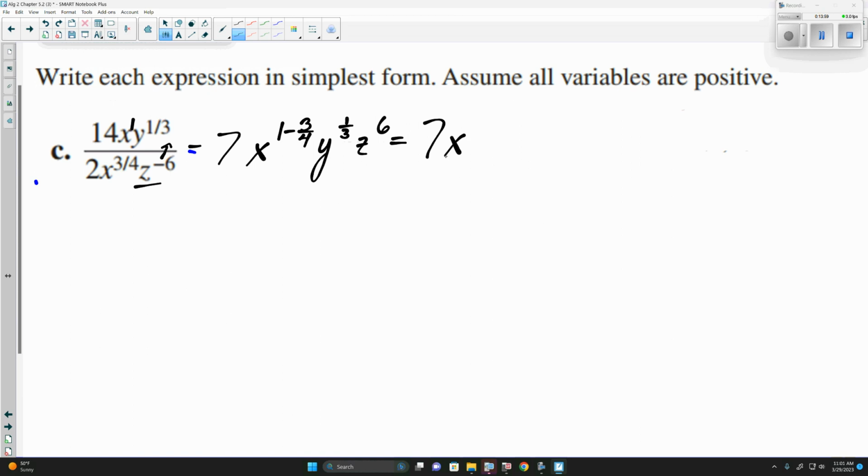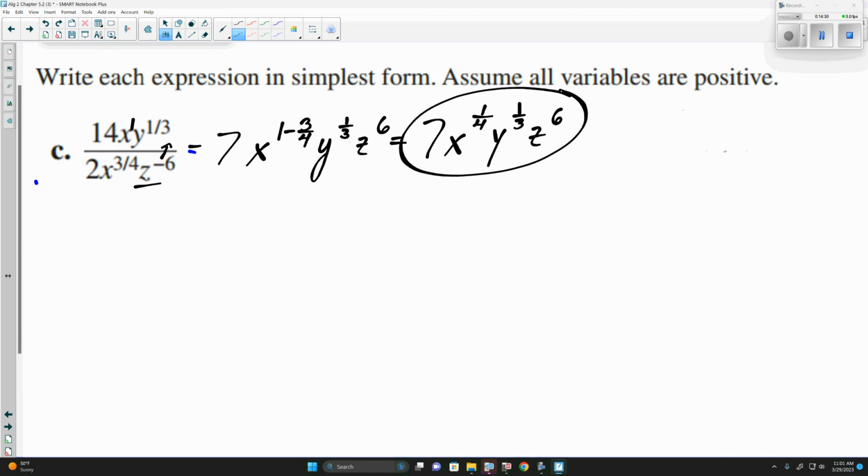Now the last thing we need to do is 1 minus 3/4. 1 minus 3/4 is? It's 1/4. And that's it. That's all we have to do for this one. Any questions on any of this here?